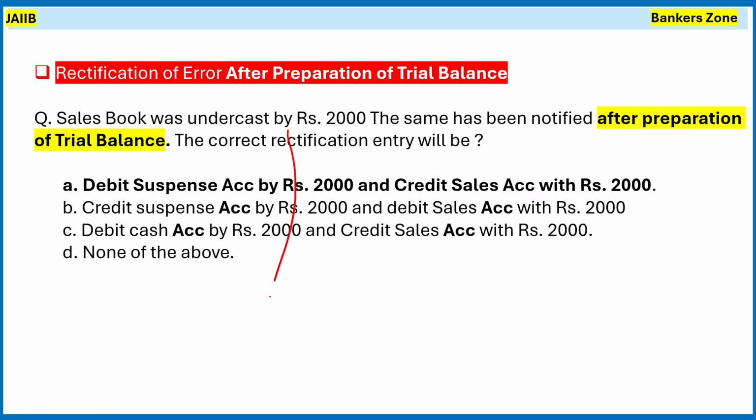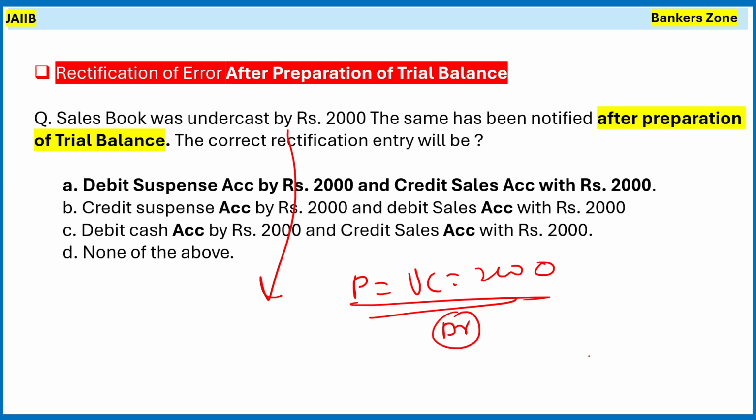If there is a question that the purchase account is undercast by 2000, how do we rectify it? Purchase is always debited, and undercast means less debited, so we will debit the purchase account by 2000 here, and we will credit the suspense account correspondingly.